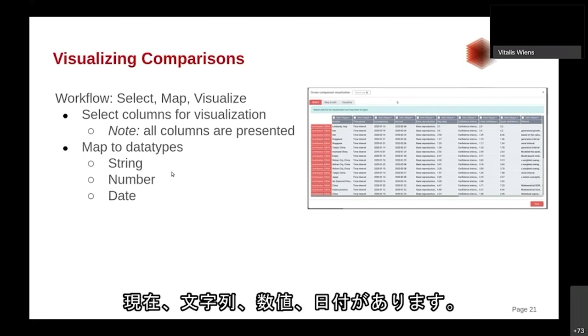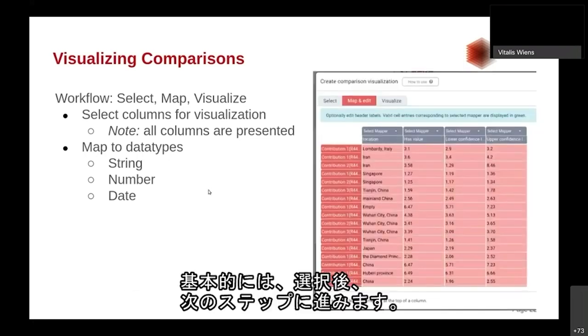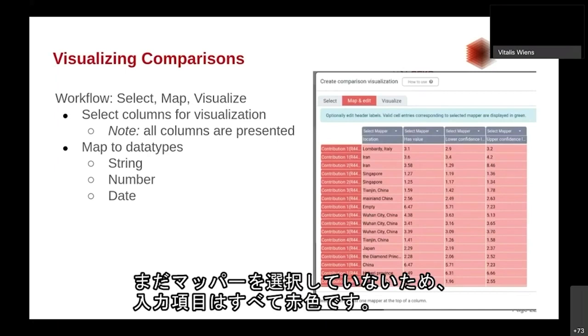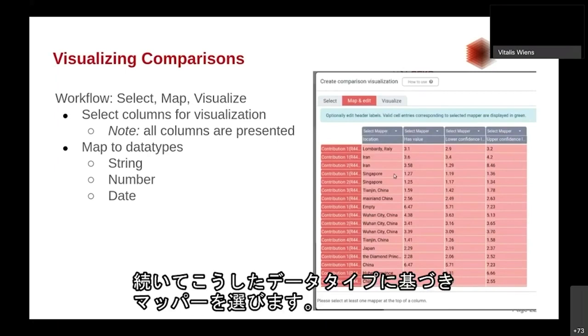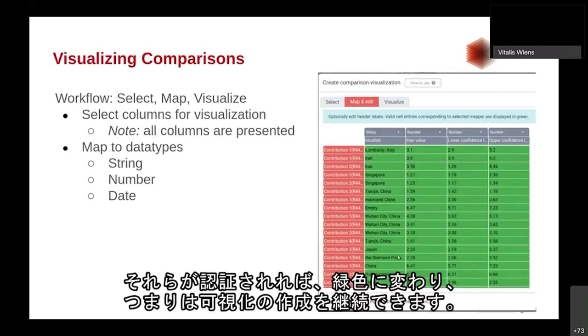Currently, we have strings, numbers, and dates. And basically, after the selection, we go to the next tab, and most of the entries will be red because we have not yet selected the mapper. And then we select the mapper based on these data types. And if they are validated, they will become green. And then we can continue with creating the visualization.